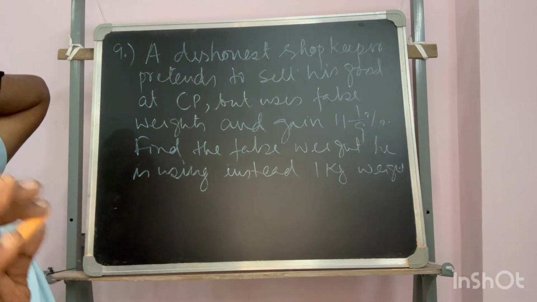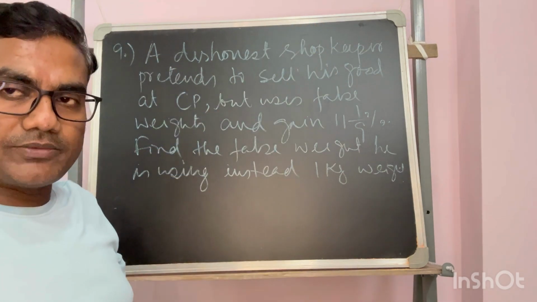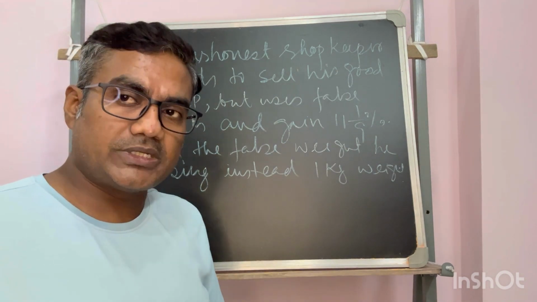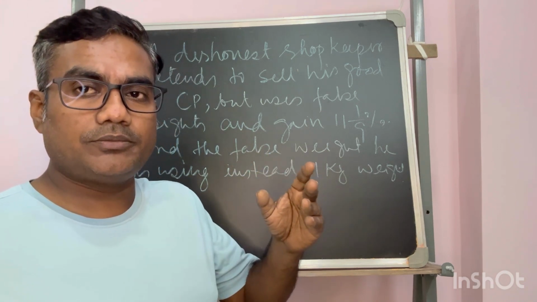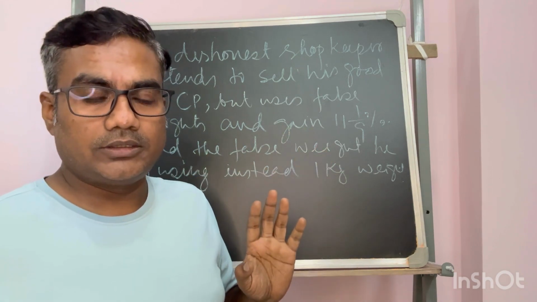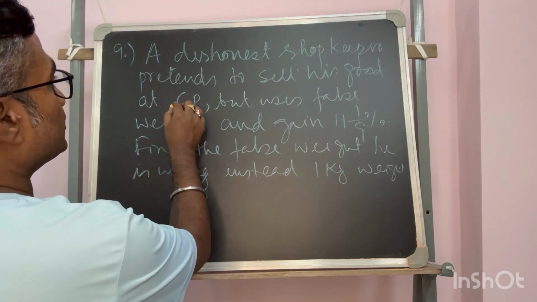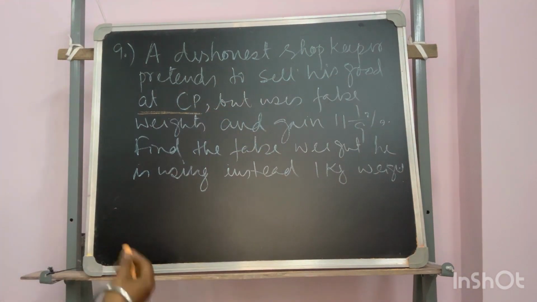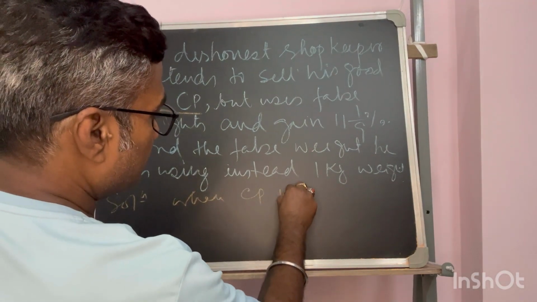So this case is regarding the dishonest shopkeeper. There are two cases I have described. One is when he is not changing his cost price, that means he is keeping the cost price the same, not getting any profit or loss on cost price, and he is only gaining profit due to his false weight, that means his cheating on weight to the buyer. So this is the first case, cost price not varied.